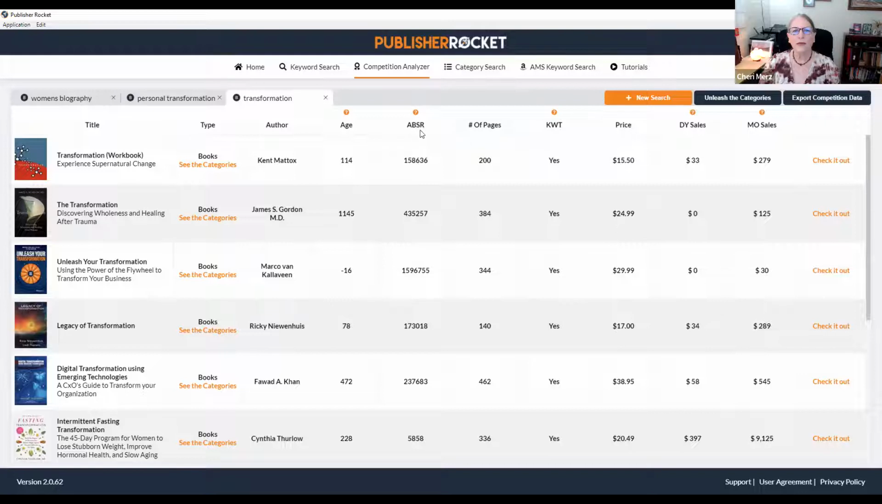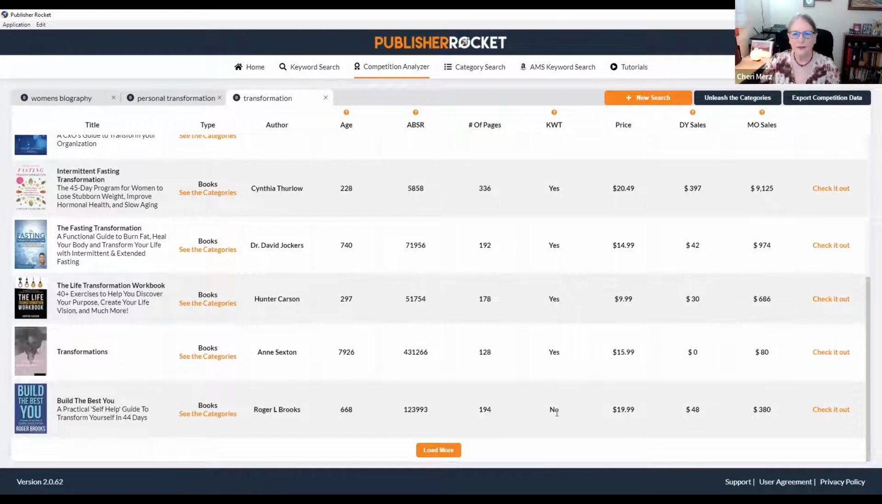The ABSR stands for Amazon Bestseller Rank. And you can see this pre-published book has had some sales, or it would not have a rank. It's had some pre-sale sales. Number of pages is obvious. KWT means is the keyword in the title. It is important for SEO purposes on Amazon to have your keyword in the title. So all of these do, but this one doesn't.